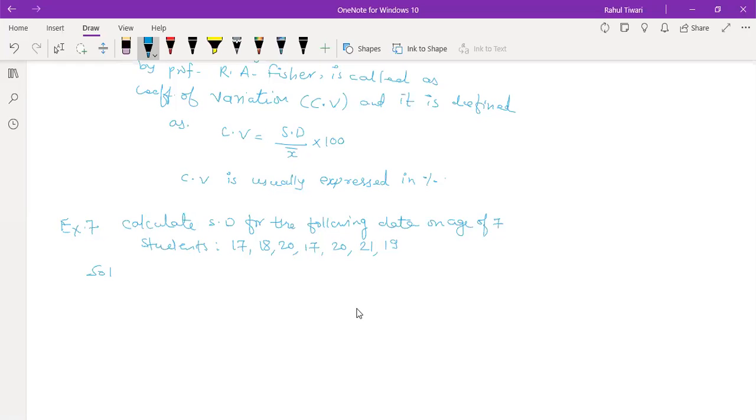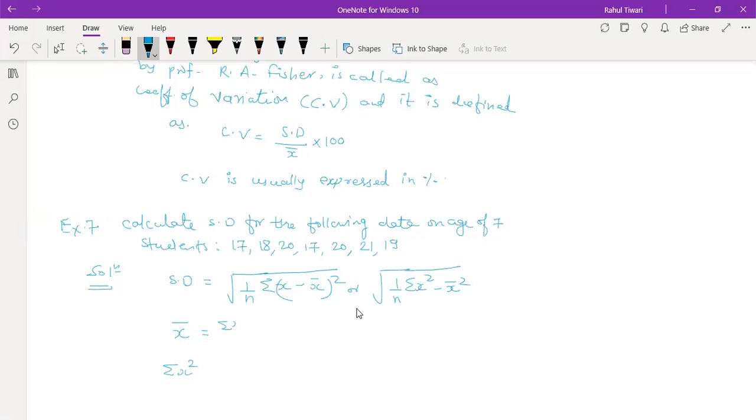Solution. I know the formula for SD. It is the square root of 1 upon n summation of (x minus x bar) whole square, or I can say 1 upon n summation x square minus x bar square. So in both cases, you need to compute x bar, which you already know how to calculate, or you can calculate x square.